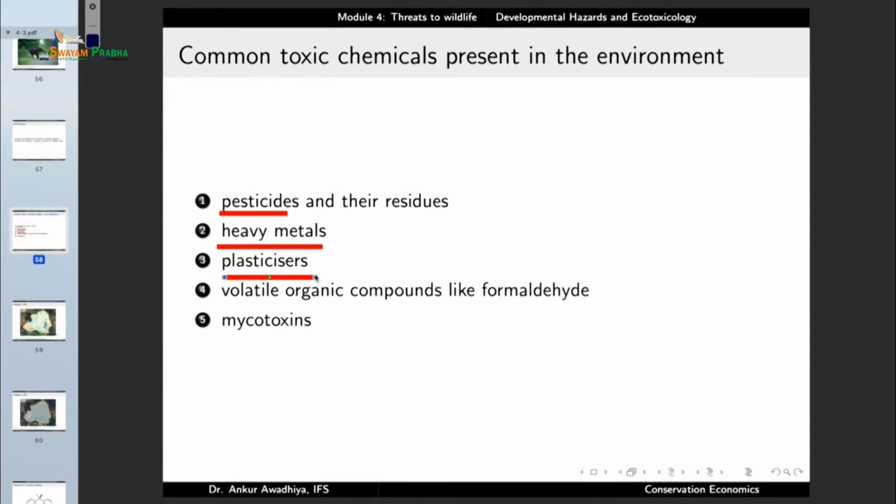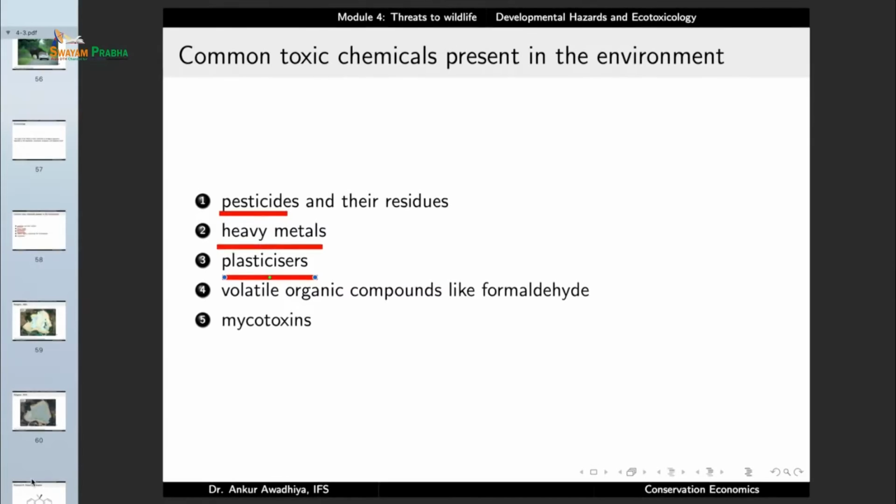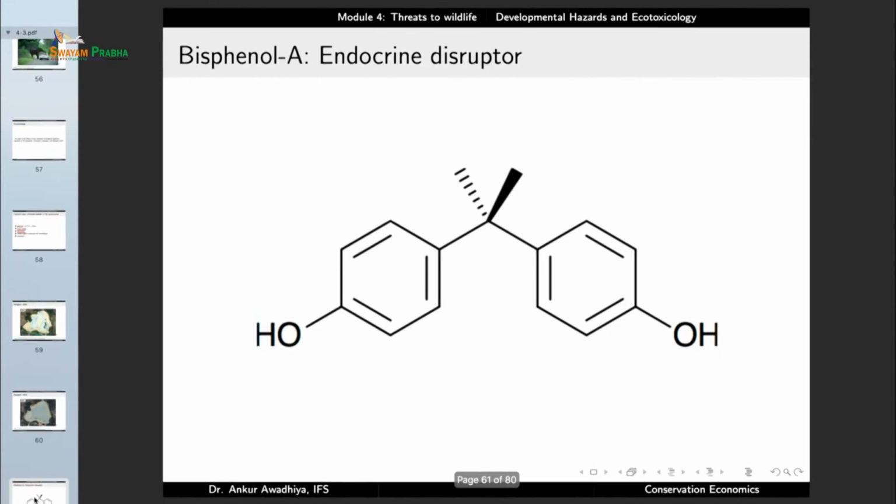Plasticizers. Whenever we talk about plastics, plasticizers are the chemicals that are added to plastics to modulate their properties, to make them, say, more elastic or transparent, or to improve their properties. Now, a number of these chemicals have toxic impacts, such as this chemical, bisphenol A. Bisphenol A is a plasticizer that is added to plastics to make them more supple, to make them more transparent, but it acts like hormones in the bodies of different organisms.